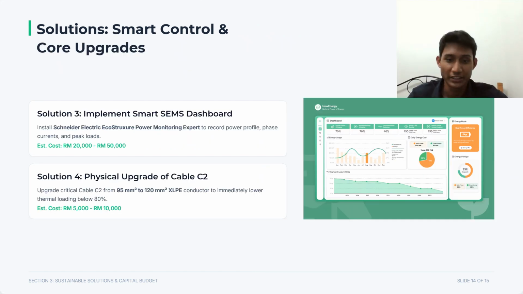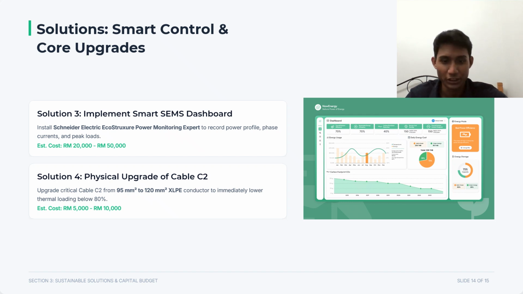Our third solution is implementing a smart SEMS dashboard. We recommend Schneider Electric EcoStruxure Power Monitoring Expert to continuously monitor power consumption, voltage profile, phase current, power factor, and peak demand. The estimated implementation cost ranges from 20,000 to 50,000 ringgit. With real-time monitoring, the factory can quickly detect abnormalities, optimize energy usage, and avoid unexpected maximum demand changes from TNB.